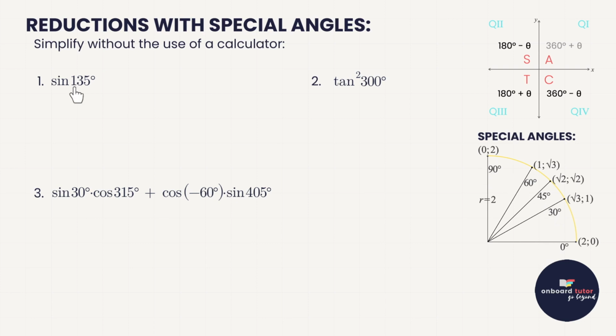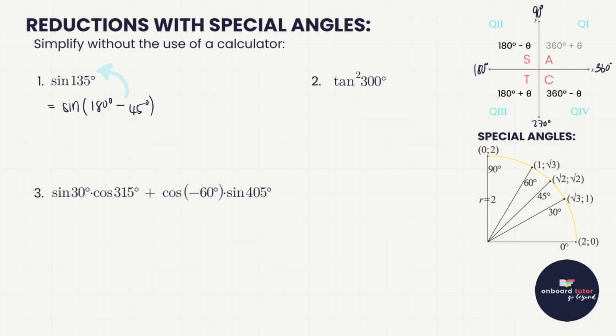Okay, so the first thing I need to do is say, where is 135 on this Cartesian plane? And 135 is somewhere here between 90 and 180. Remember, we know that each of these represents a specific angle. So it's somewhere there in quadrant 2. And so I can then rewrite this as sine of 180 degrees minus something. So sine of 180 degrees minus 45 will equal this thing that I'm working from. That equals 135. So I've now done my first step of the reduction.